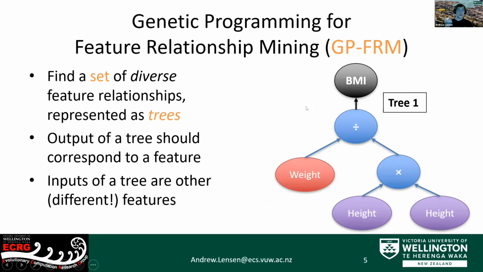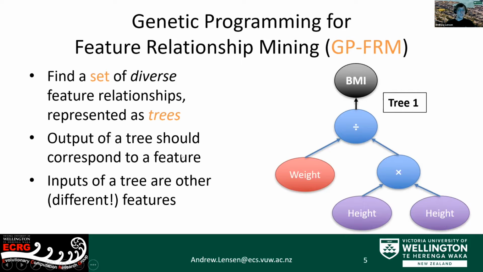If we go back to our example of BMI, we could represent this as a tree in this form, where we use the height squared as the denominator and the weight as the numerator in our fraction, and that would output our BMI. So if we had these 3 features in our data set, we could find, through using a tree like this, this relationship that's inherent to our data. Obviously, this is a bit of a contrived example, but it's hoped that in real data, we would also be able to find these sort of underlying relationships.